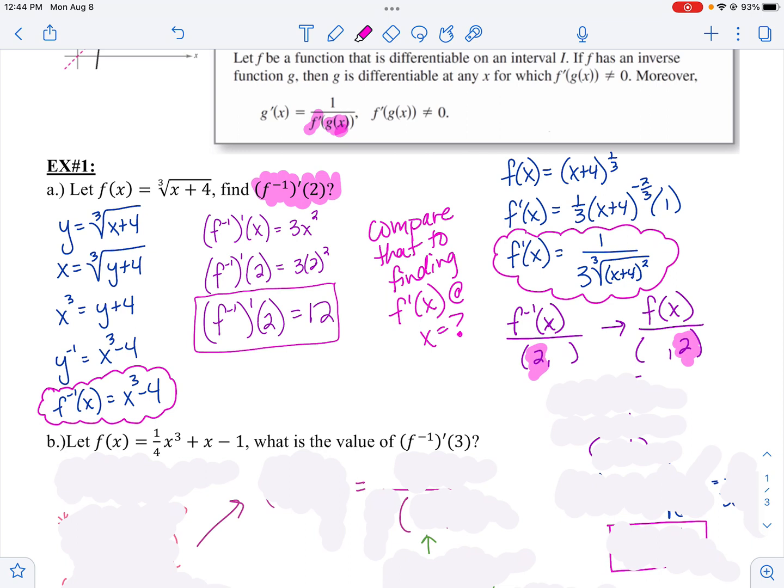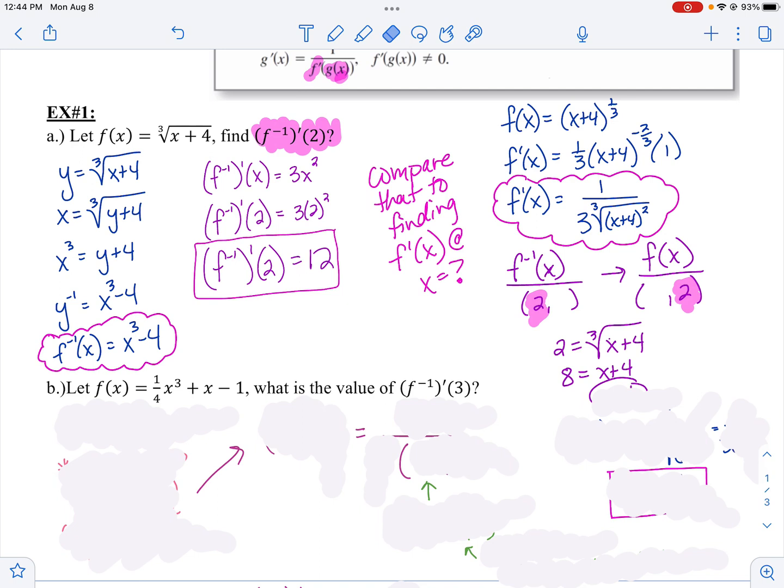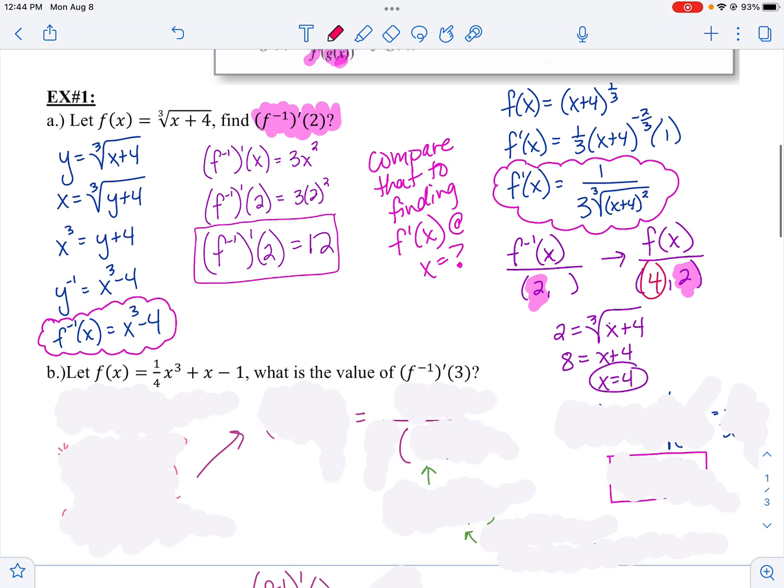Well, if the y value of f is 2, I should be able to use my equation of f, my original f of x equals the cube root of x plus 4. And if I know that y is 2, I should be able to plug in a 2 for y, and solve that equation to get his x value. I can cube both sides, I can subtract 4, and if the y value of f is 2, then that means his x value is 4, right? So now that I know the x value of f, I can use that to find his derivative value.